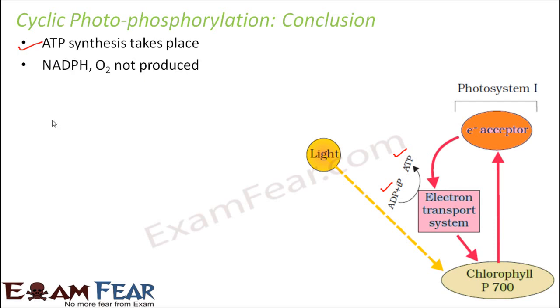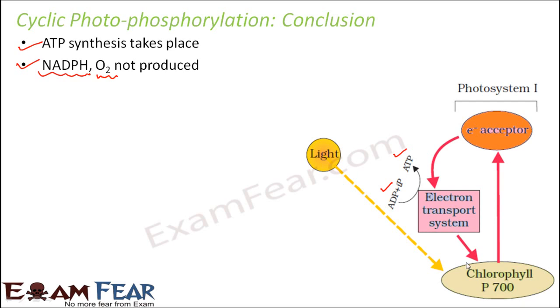So here ATP synthesis takes place. NADPH and O2 are not produced. Why? NADPH is not produced because, as I said, the NADP+ reductase enzyme is missing in the stroma lamellae, and this process takes place in the stroma lamellae. Why is oxygen not produced? Because here there is no PS2. PS2 is not there, so there is no electron deficiency in PS2 and no photolysis reaction taking place, because O2 was a product of the photolysis reaction.